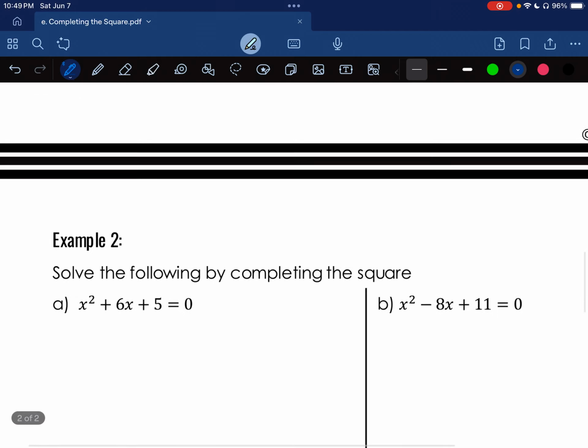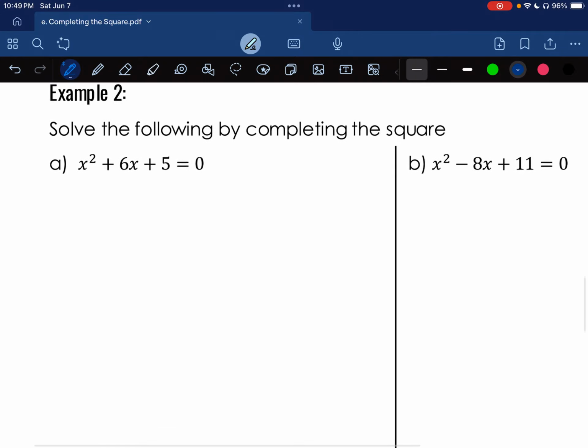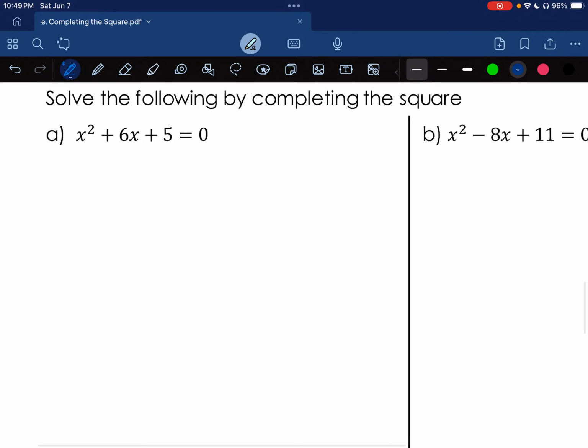I've got x squared plus 6x plus 5. Now, let me tell you a secret. This one factors, okay? But I wanted to give you one that didn't have a bunch of radicals in it, so we can practice the technique anyways. So let's go ahead, subtract 5 from both sides. We're going to have x squared plus 6x is equal to negative 5.